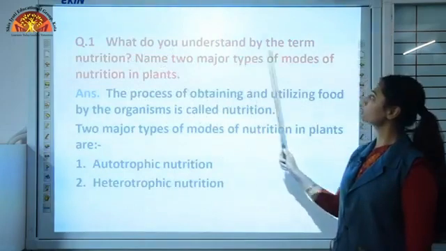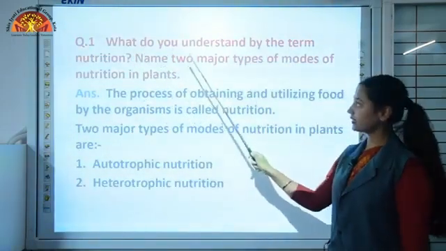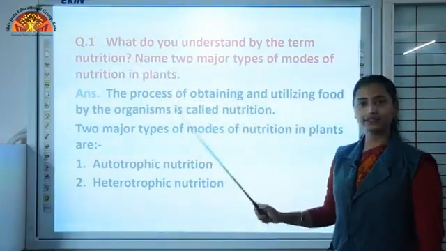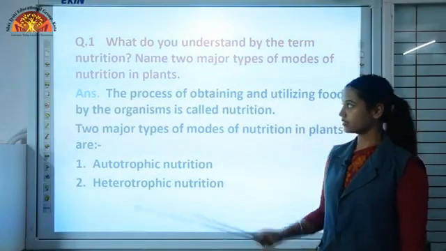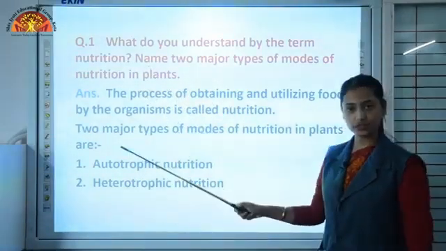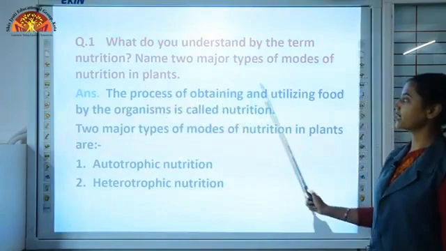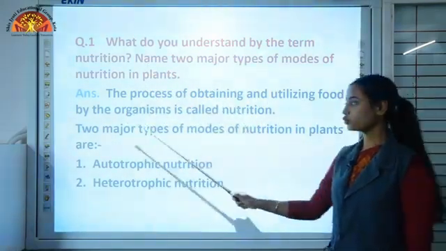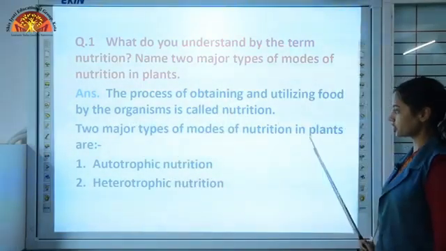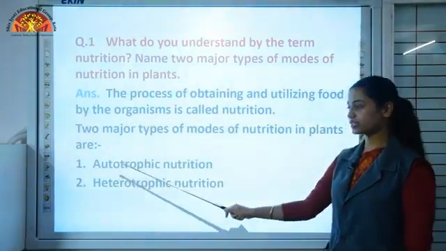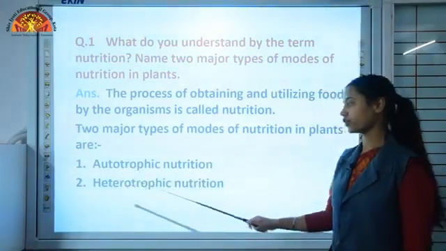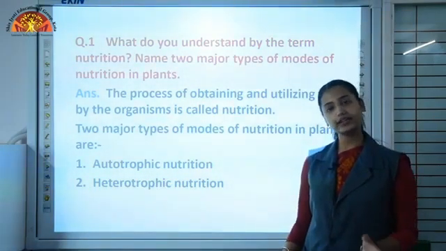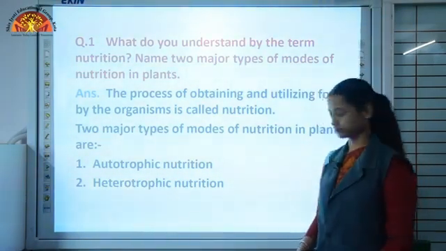Question 1. What do you understand by the term nutrition, and name two major types of modes of nutrition in plants? In this chapter we are covering only plants. So what is nutrition? As I told you, the process of obtaining and utilizing food by the organism is called nutrition. Two major types of modes of nutrition in plants are autotrophic nutrition, like plants show, and heterotrophic nutrition, like we human beings. We are heterotrophs because we are dependent directly or indirectly on plants.